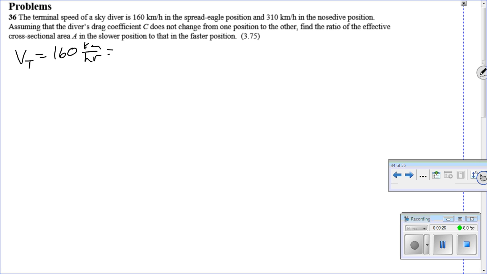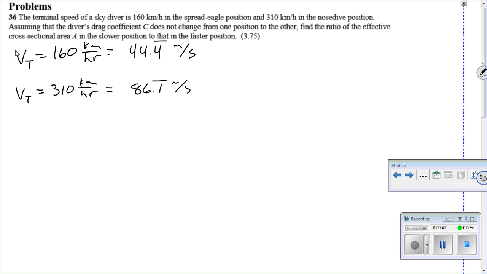I'm going to do some real quick factor label behind the scenes here. And that turns out to be 44.4, repeating, meters per second. Oh, and then they give you this other terminal velocity of 310 kilometers an hour. I'm going to, again, convert that. That turns out to be 86.1 meters per second.